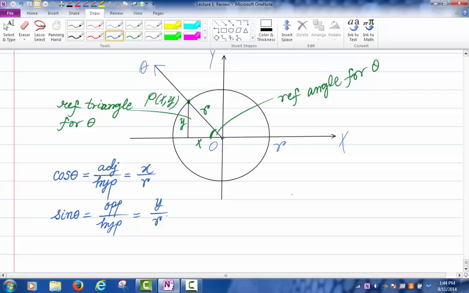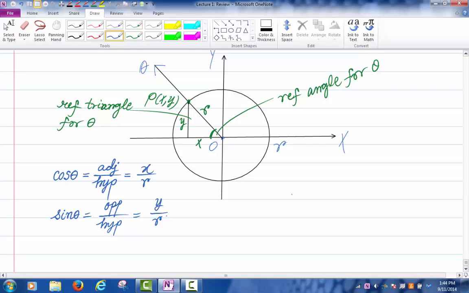Well, tangent of theta will simply be the ratio of sine and cosine. In other words, if you take the ratio of sine and cosine, what do you end up with? You end up with opposite over adjacent, right? Which means that you get y divided by x, right? Y divided by x. How do you define cotangent? Cotangent is just the reciprocal of tangent, right? So cotangent would be adjacent over opposite, or you can say x over y, right?